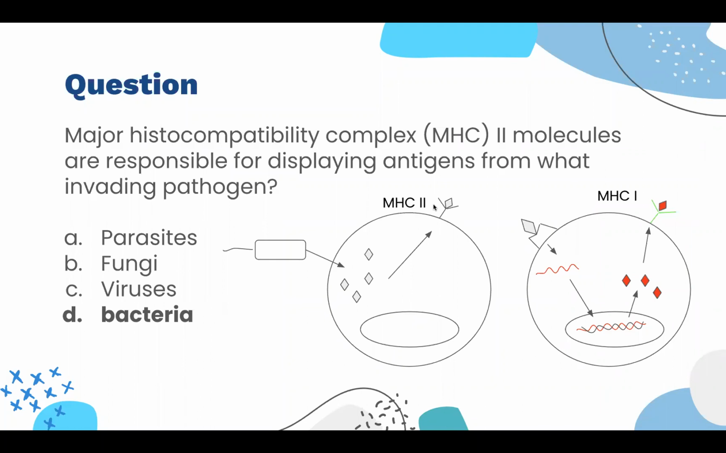I have a question. I understand it's not C because the virus is using the cell's own machinery to produce the protein. But what's the difference between A, B, and D if all of them are from an outside source, an outside invader? I wasn't entirely sure about parasites, but in terms of parasites and fungi, other immune cells would digest those. For example, IgE antibodies would be used against parasites.